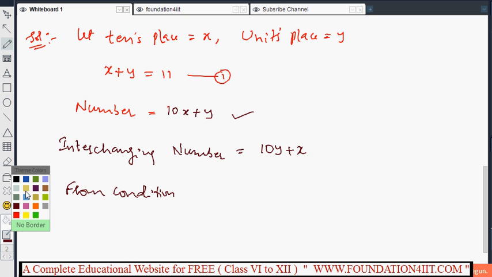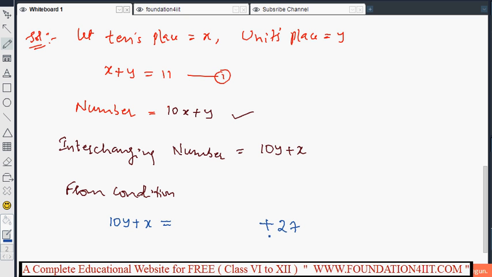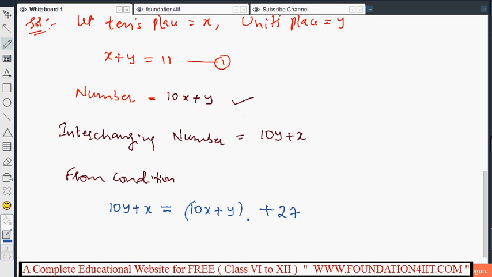The number obtained on interchanging is 10y plus x. Now this is 27 more, so it equals plus 27, 27 more than its original number. The original number is 10x plus y. Okay, this is the condition.